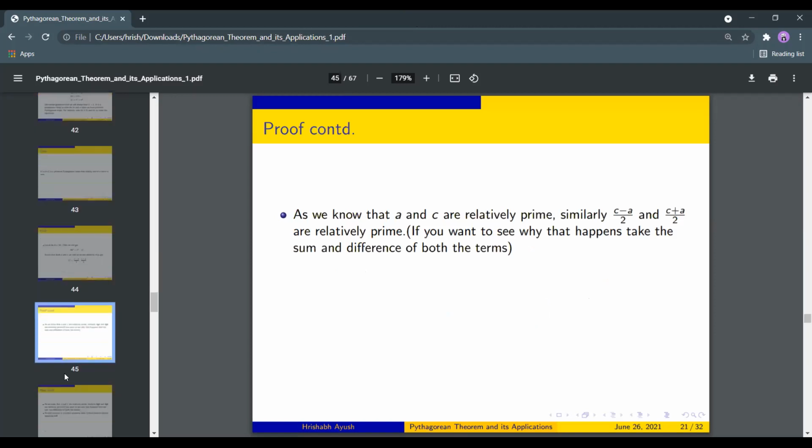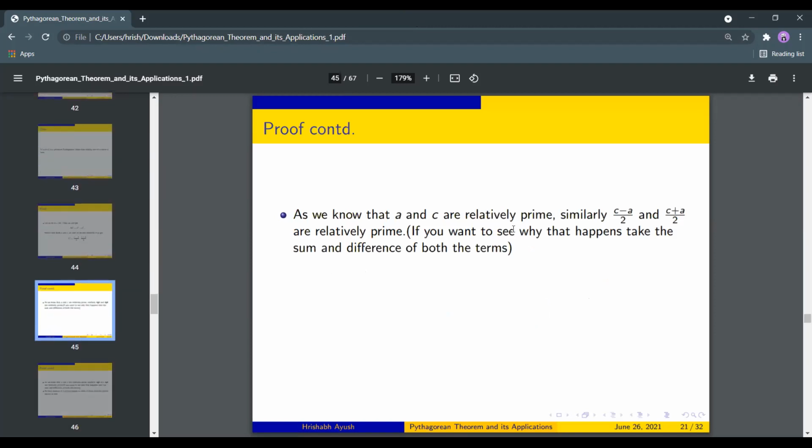As you know that a and c are relatively prime, similarly we can prove that (c minus a) by 2 and (c plus a) by 2 would also be relatively prime. You have that property where if a and b are co-prime, then the sum and difference of both terms would also be co-prime, from the modular arithmetic where a is congruent to c modulo m and b is congruent to c modulo m.